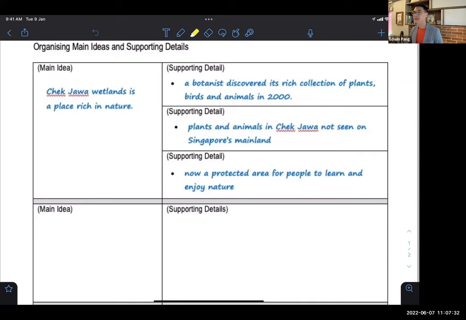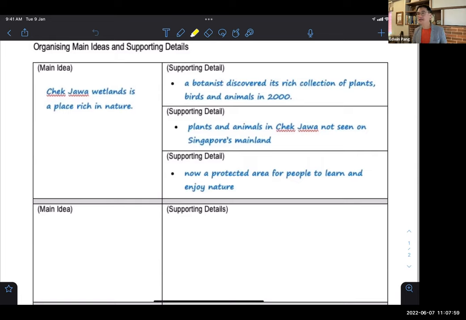Okay, can you all see the relationship between the main idea and the supporting details? If you can, please give me a nod. Okay, very good. Now, it is important that you see the connection. A main idea is something like a title, right? And a supporting detail is something like what gives you more information about that title. Okay, let me give you an example about this, okay?